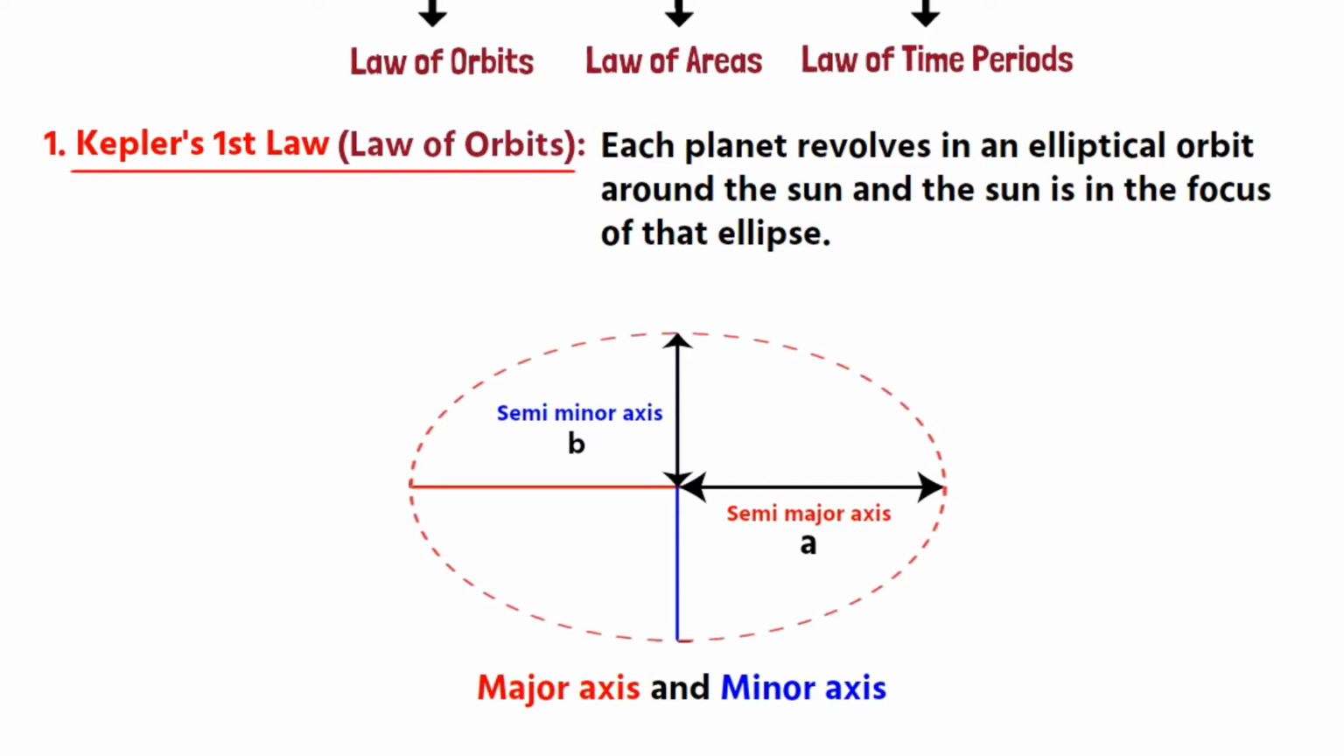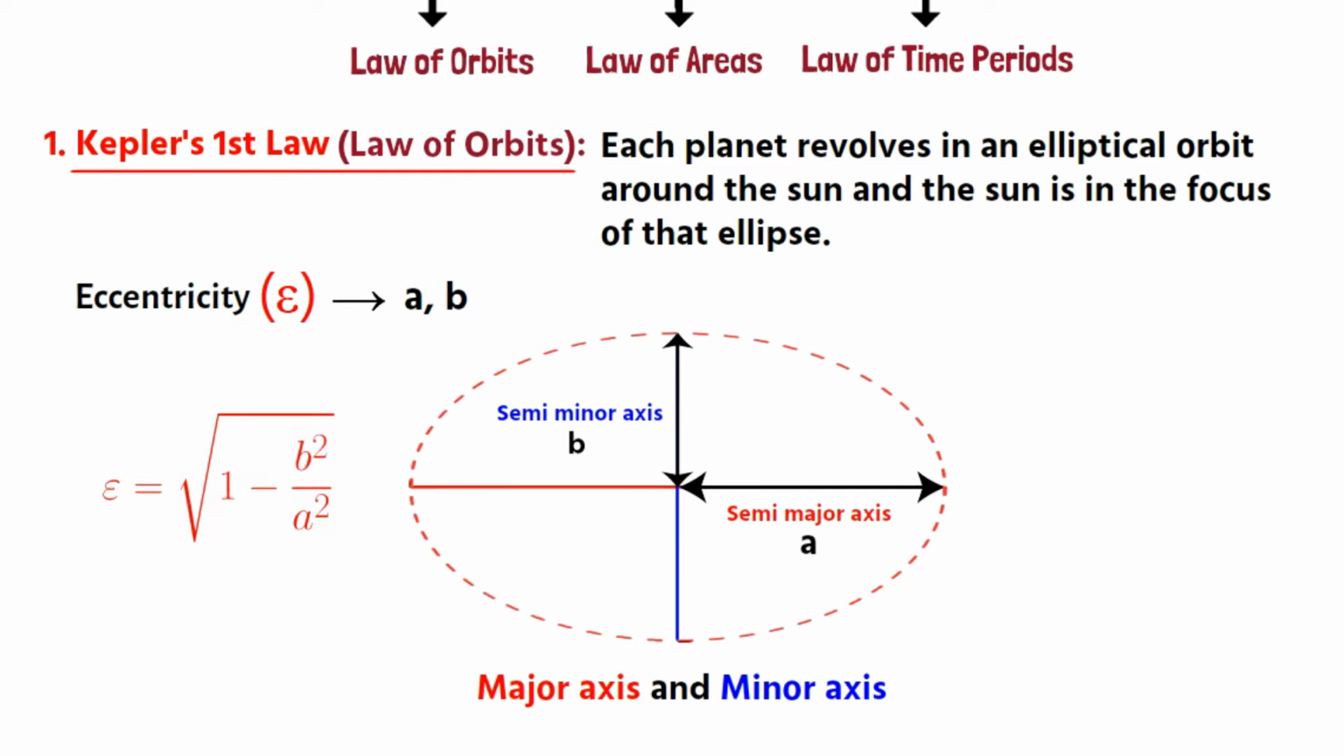An ellipse is a shape that resembles a flattened circle. How much the circle is flattened is expressed by its eccentricity, which is represented by the Greek letter epsilon. The relationship between eccentricity, along with these semi-major and semi-minor axes is, epsilon is equal to root over 1 minus b squared by a squared.